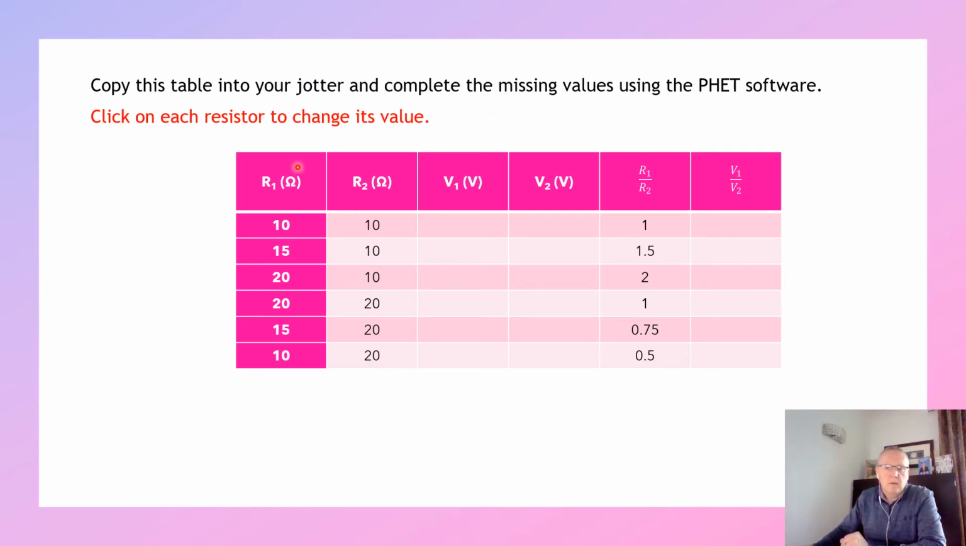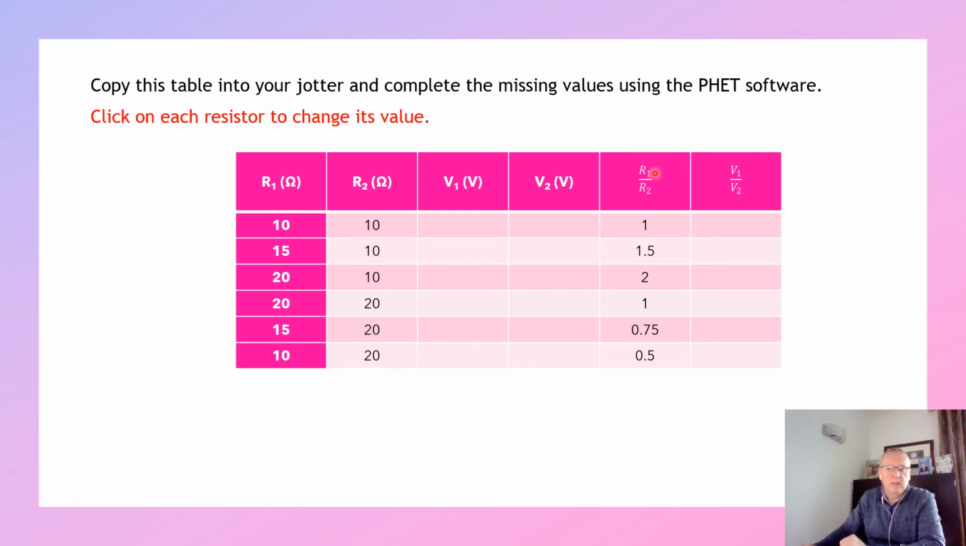So I want you to copy this table into your jotter, and then you're going to use the software to fill in the missing values, right? So I've given you values for R1 and values for R2, okay? So the first one would be the default 10 ohms and 10 ohms. So you measure the voltage across that resistor, and then you measure the voltage across that resistor, the 10 ohm, and see what they work out as.